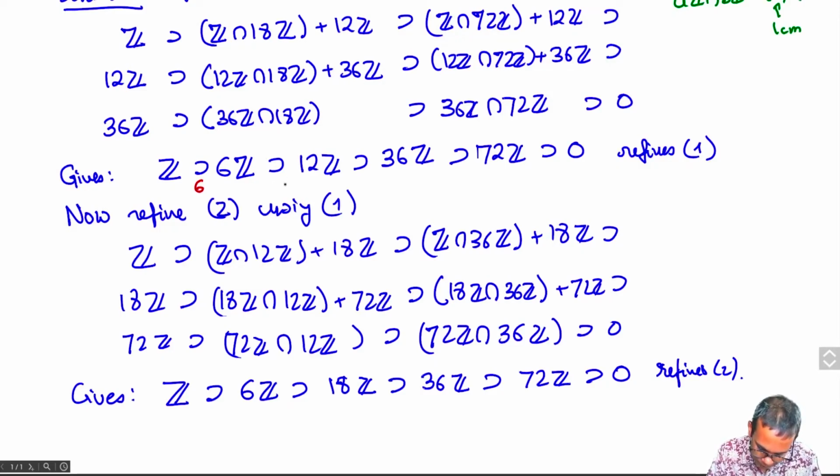So here it's 6, and then this is 2, and then so 6Z mod 12Z is a group of order 2, 12Z mod 36Z is a group of order 3, 36Z mod 72Z is again a group of order 2. So the quotients here are Z mod 6Z, Z mod 2Z, Z mod 3Z, and Z mod 2Z. Out here the quotients are Z mod 6Z, Z mod 3Z, Z mod 2Z, and Z mod 2Z. So this is just a slight permutation here. These 2 and 3 get interchanged.